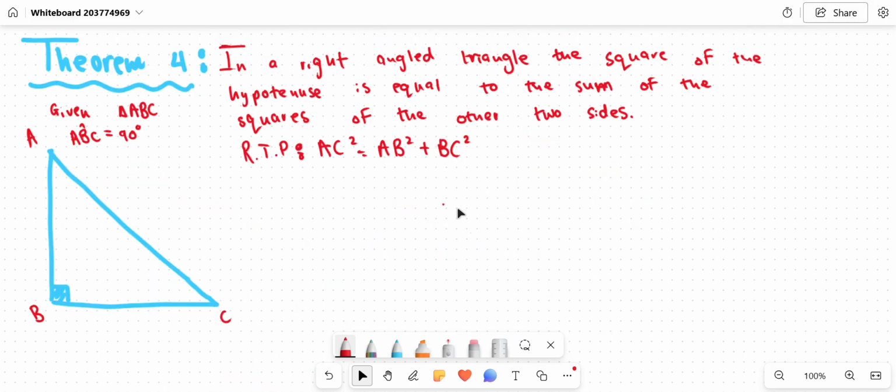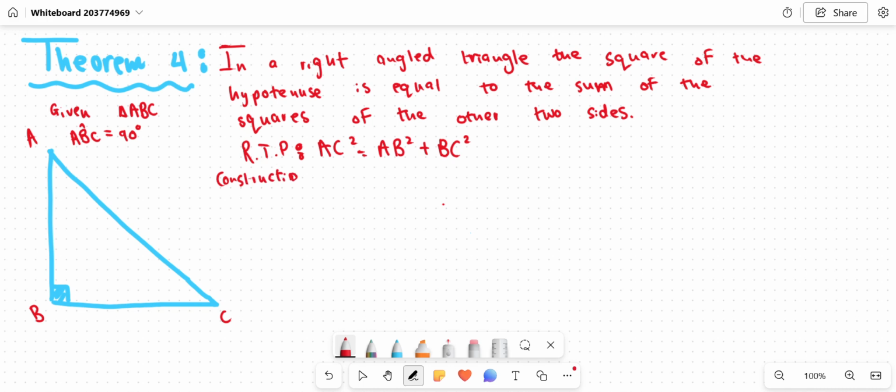All right, down to the last theorem. If you've made it this far, then you're nearly there. You're 90% there. So this is the Pythagoras theorem, the proof of the Pythagoras theorem. We are asked to prove that AC, which is the hypotenuse, squared is equal to AB squared plus BC squared. So what do we need to do? We need to construct something.